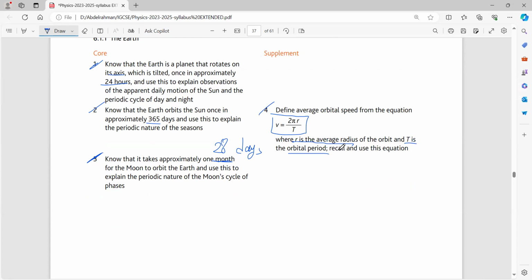For example, the orbital period of the Earth around the Sun is 365 days. If he wants the period in hours, then we have to multiply 365 times 24 to find the number of hours in 1 year. Usually we use the radius in kilometers. If he wants anything else, we can convert easily from kilometers to meters or whatever other unit he needs.